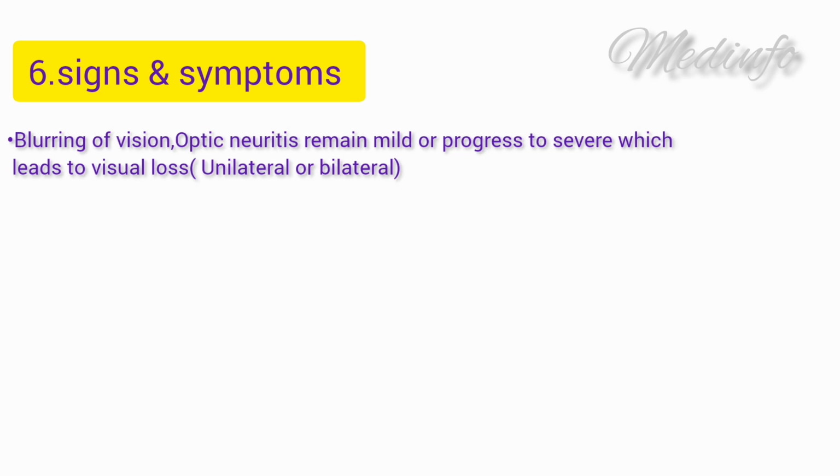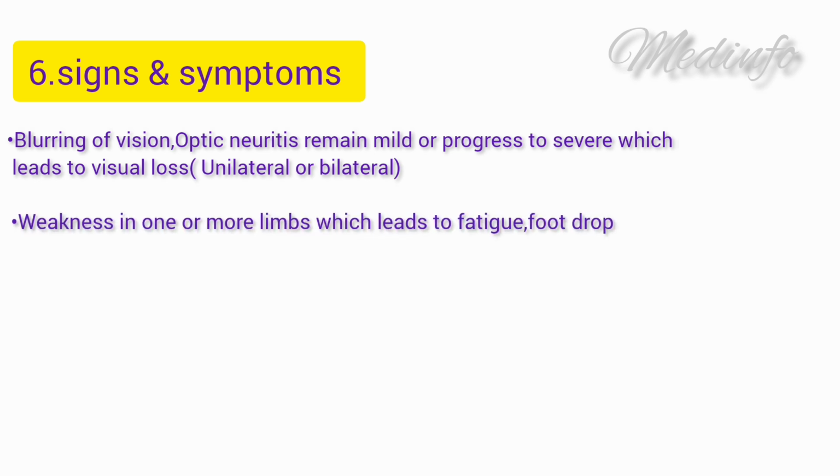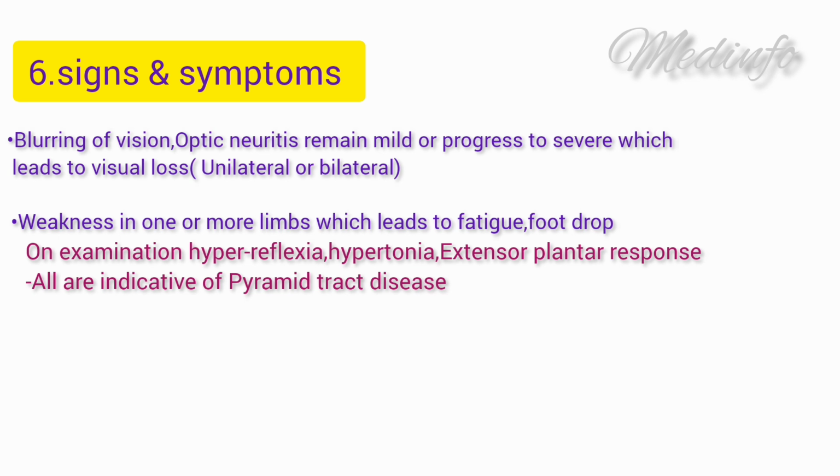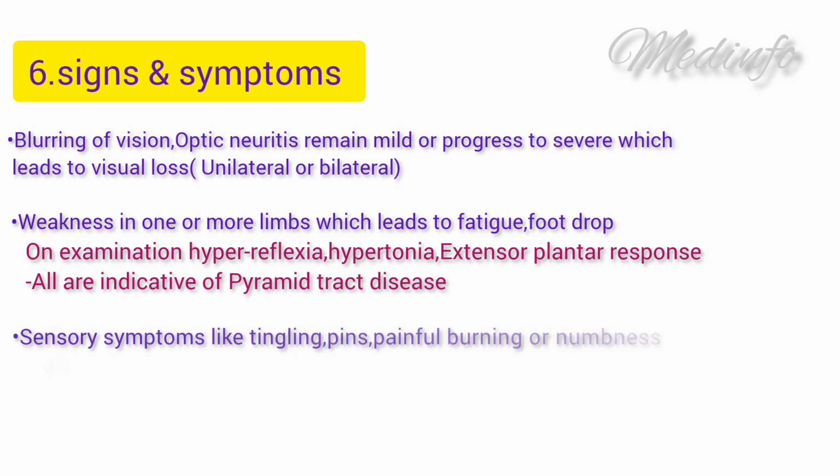Blurring of vision, optic neuritis, may remain mild or progress to severe, which leads to visual loss, which is unilateral, meaning one eye, or bilateral, both eyes. Weakness in one or more limbs leads to fatigue and foot drop. On examination, we can see hyperreflexia, hypertonia, and extensor plantar response, which are indicative of pyramidal tract disease.